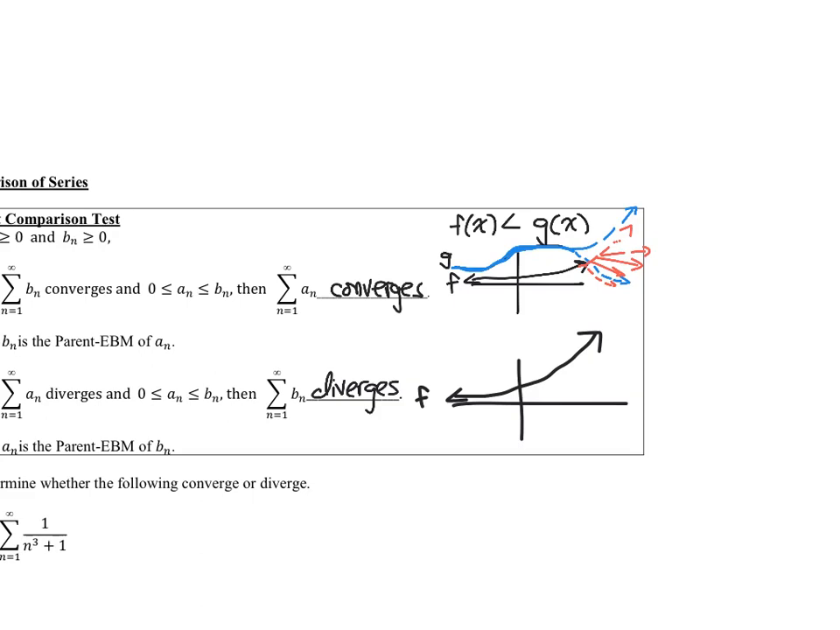G is above it in some capacity. I don't know where, but I know it's living above it. If G is going to continue to be above F, and I know that F diverges, there's no way that G can go through F, so it must also diverge.